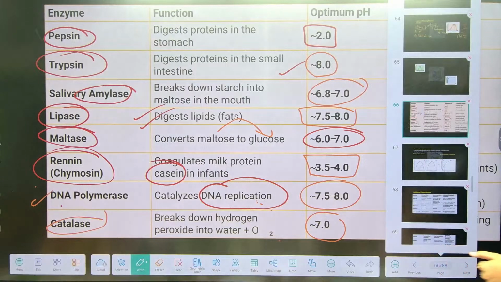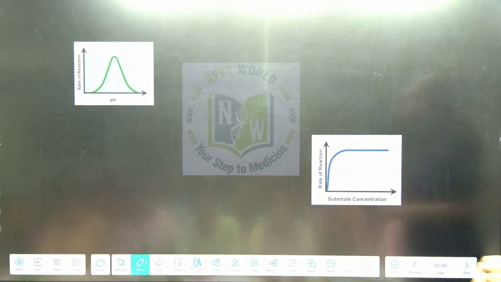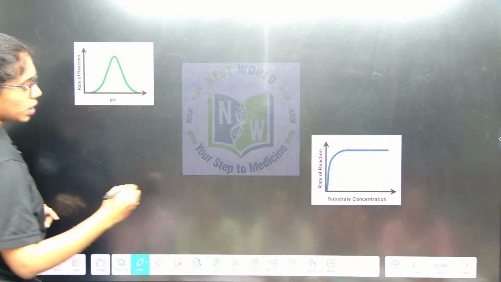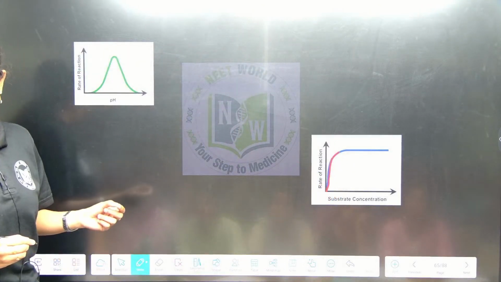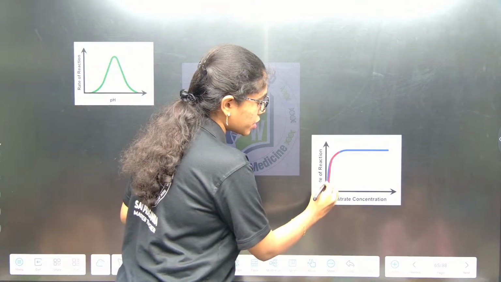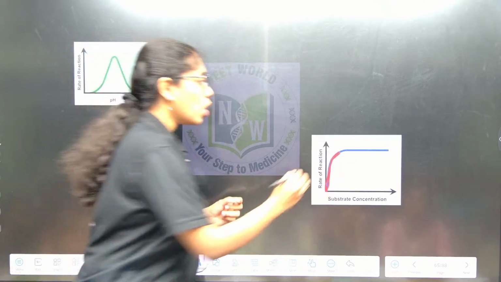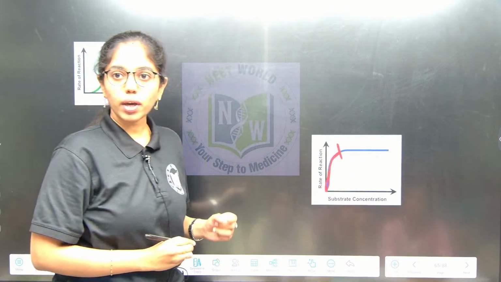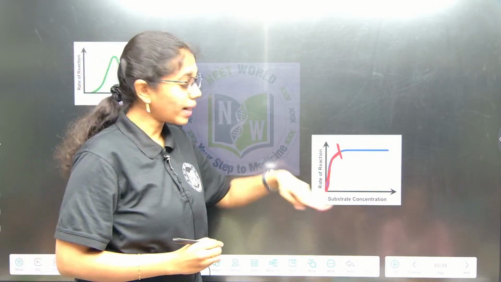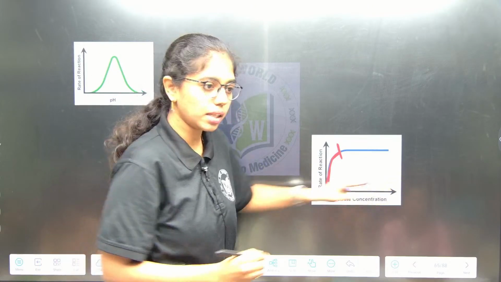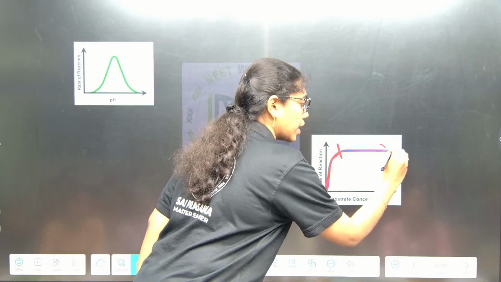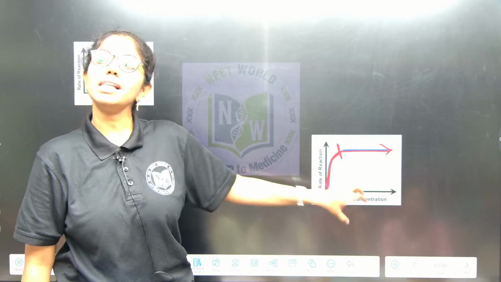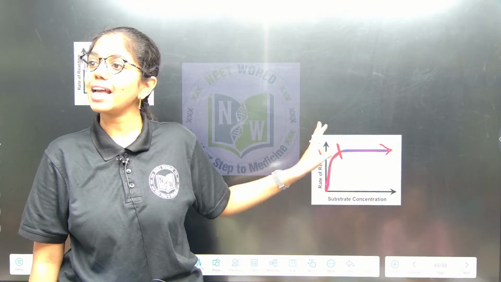Now about substrate concentration. First listen: with an increase in substrate concentration, there is an increase in rate of reaction. Once it reaches the optimum, unlike temperature and pH, what happens there? With a rise in temperature and pH, the rate of reaction falls down, but here it comes to a saturation. Even after adding many substrate molecules, there is no increase in the enzymatic activity.